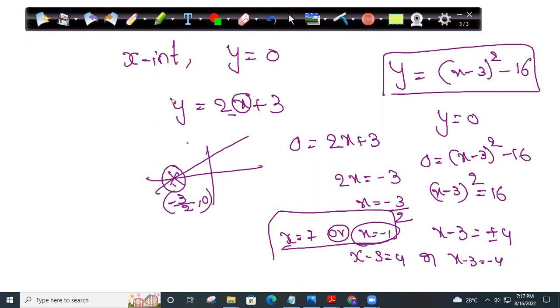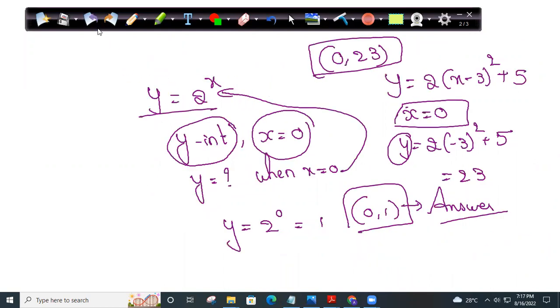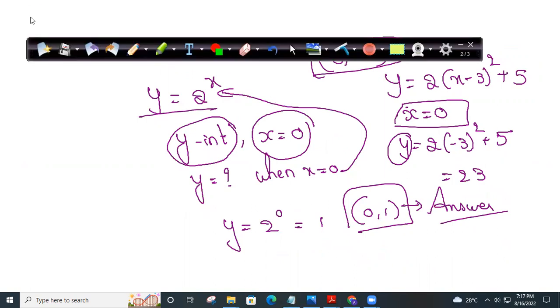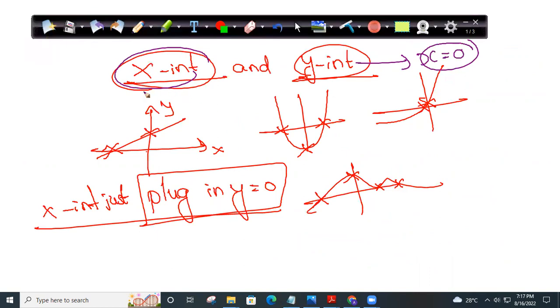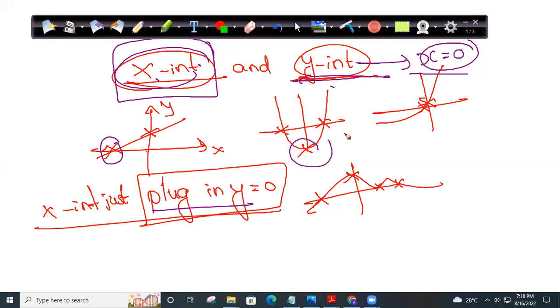Now everyone in the class is clear what is the meaning of x-intercept and y-intercept. If anyone still has doubt, you can message me in the chat box. For any function, whether exponential, quadratic, linear, whatever it is, whenever I ask x-intercept, you just plug in y equal to 0. Whenever I ask y-intercept, you plug in x is equal to 0. The x-intercept is the point where the graph intersects the x-axis, and the y-intercept is the point where the graph intersects the y-axis. As simple as that. Everyone understood? Very good.